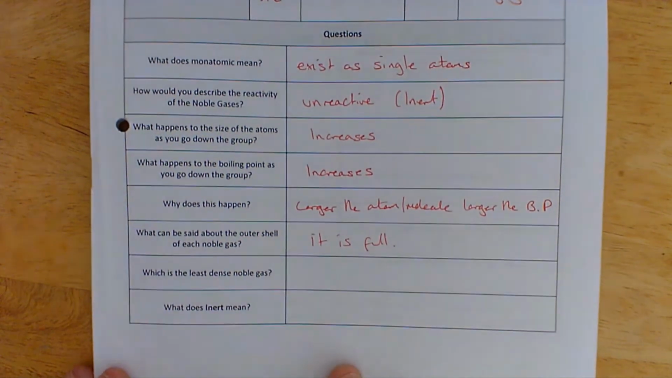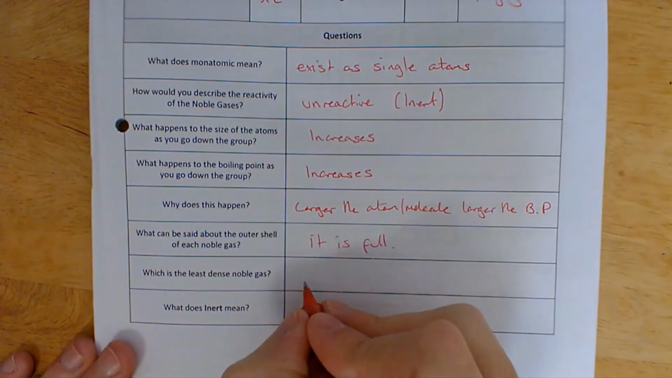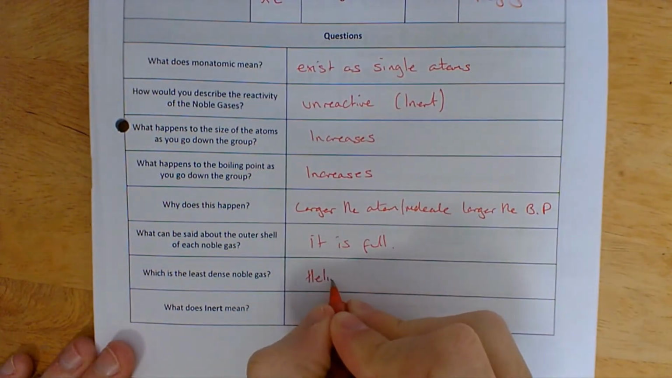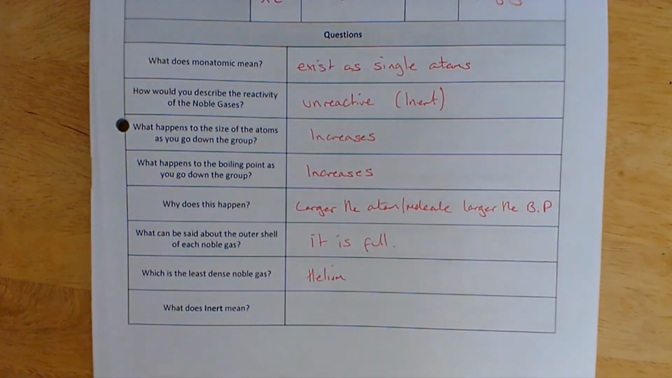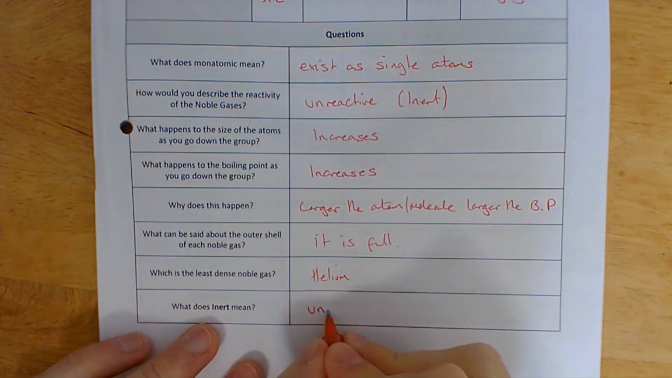Which is the least dense noble gas? That is helium, which is why we use it in helium balloons, because it's lighter than air, so it's got a lower density than air, so it floats. And what does inert mean? It means unreactive.